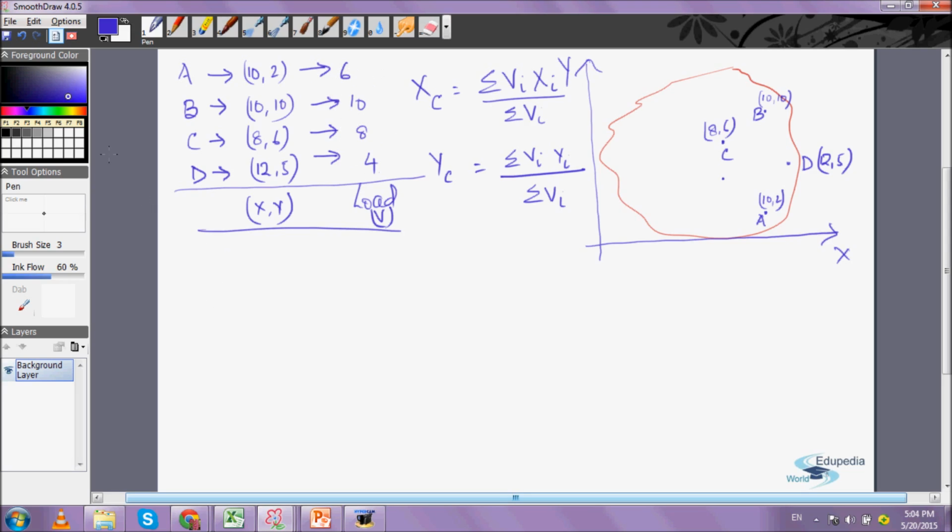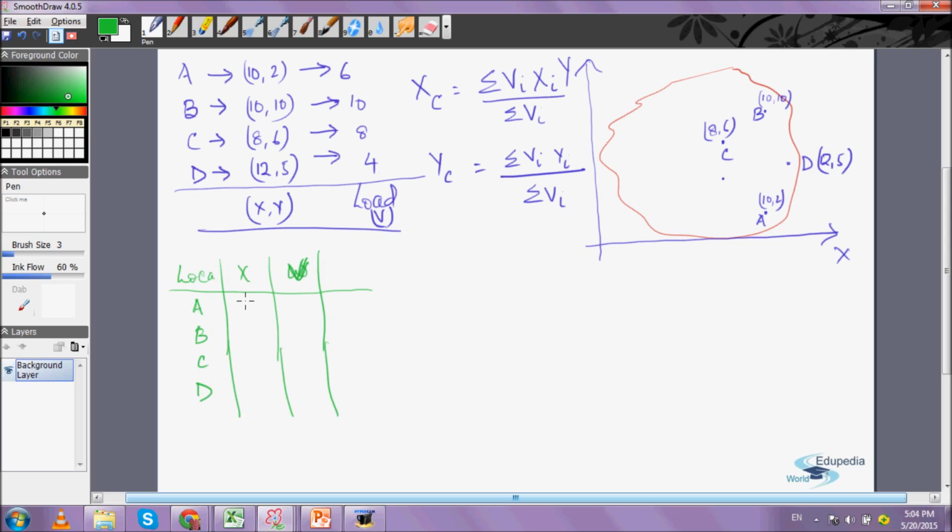Let me put this in a table. We have the locations, we have the x coordinate. We'll have to draw two separate tables for x and y. We will have the weights here, or let me give the name as v. We are using v, the variable. Alright, so we have four locations, A, B, C and D.